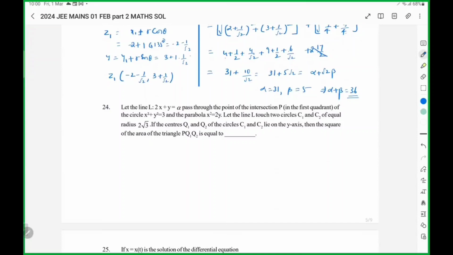Here 2x plus y equal to alpha passes through the point of intersection of circle and line. X square is 2y. Solving, 2y plus y square is 3. We get y as minus 3 or 1. If y is minus 3, x square becomes minus 6, which is a contradiction.